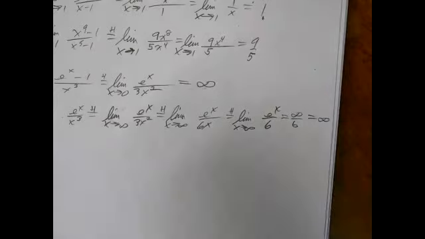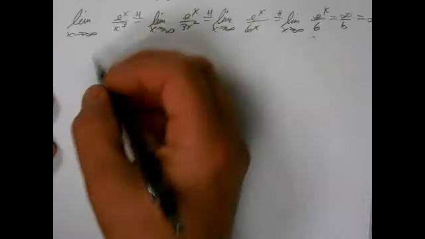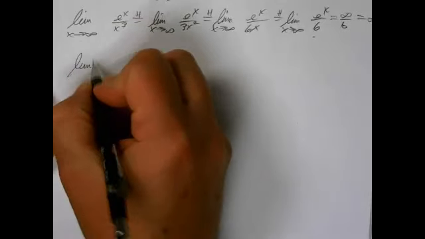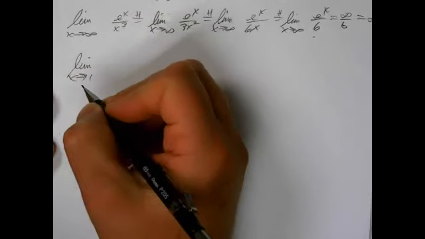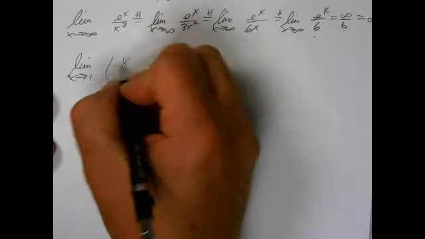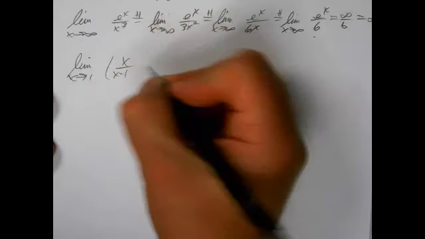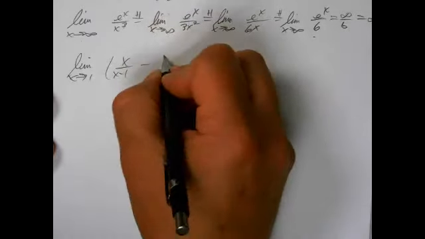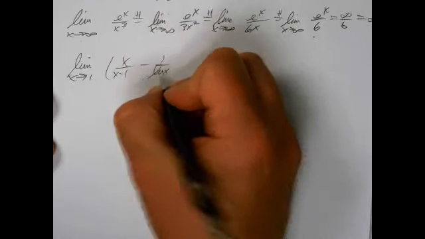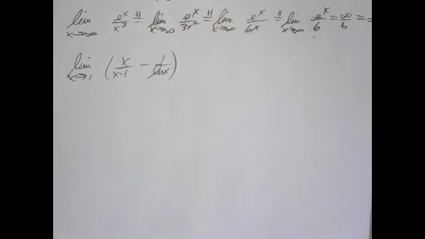Let's see. Oh, this one might work. What if I had, hard to find good examples sometimes. The limit as x approaches 1 of x over x minus 1, minus 1 over natural log of x. All right.